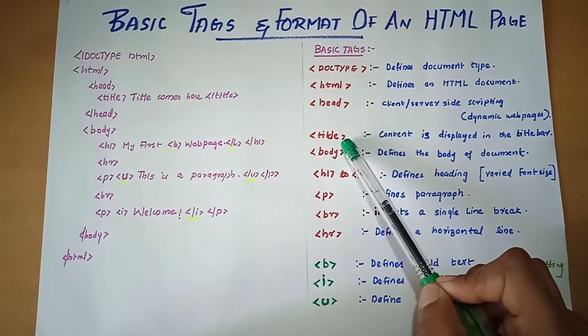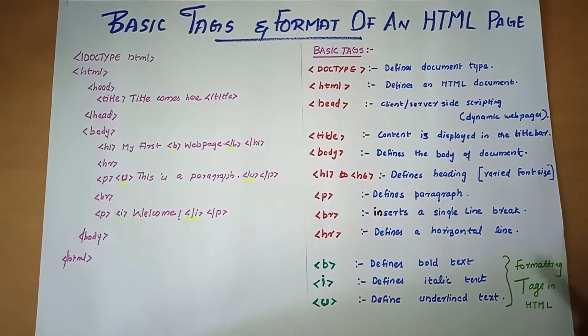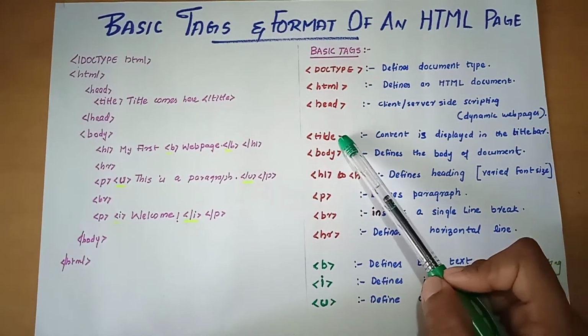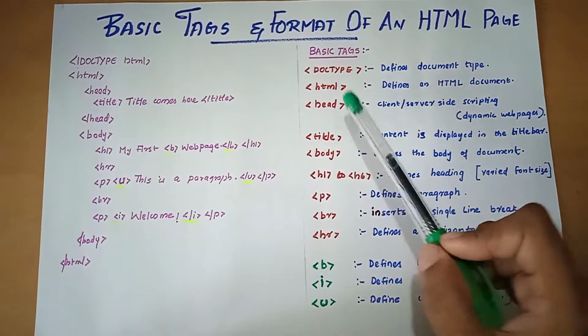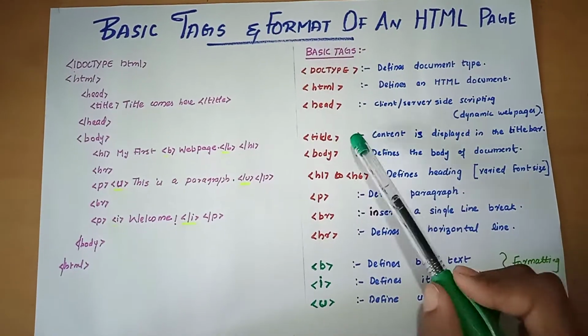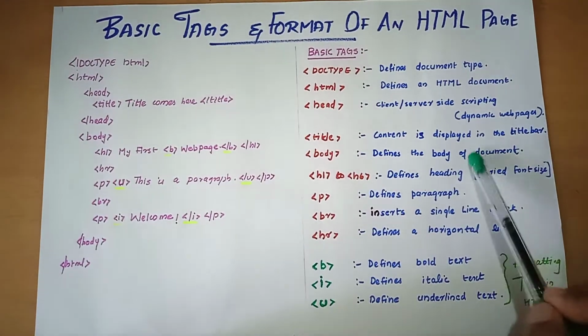The next one is title tag. Title indicates what content is displayed in the title bar. In order to display something in our title bar, we can write that content inside this title tag. Also, we told that this title tag is a subtag of head tag. The next one is body tag, which defines the body of a document or a web page.